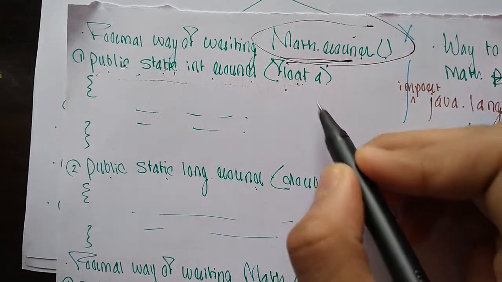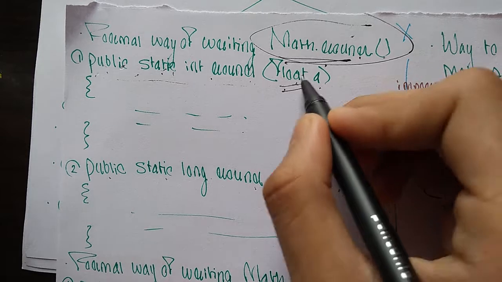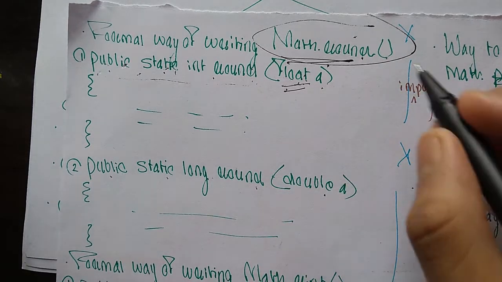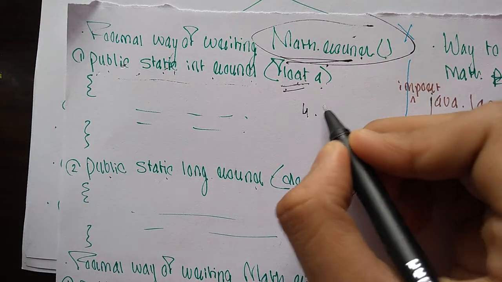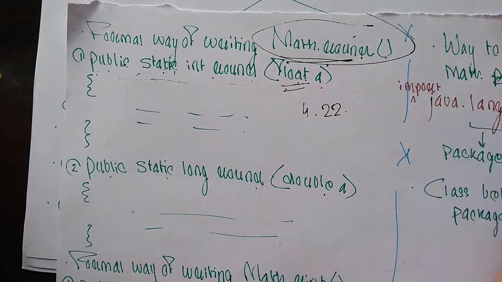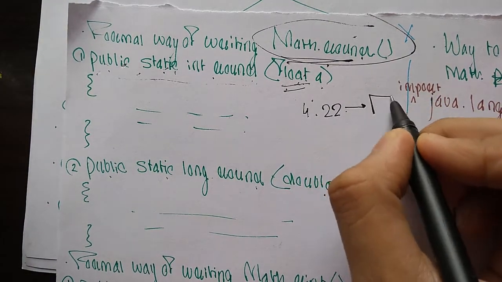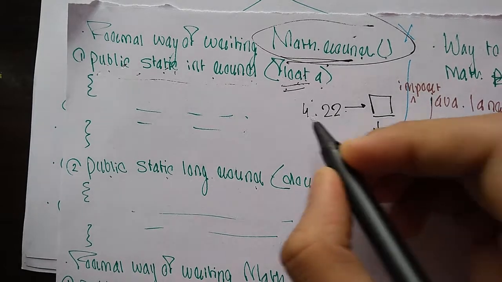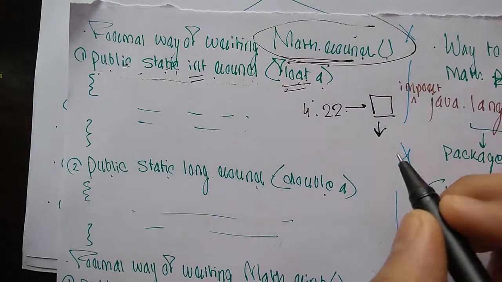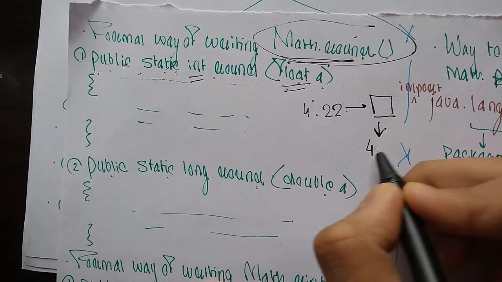See, this one takes a float as an argument. And what do I mean by that? This one will take 4.22 as an input. And what will it give as an output? It will give an integer value, an integer value meaning like 4.